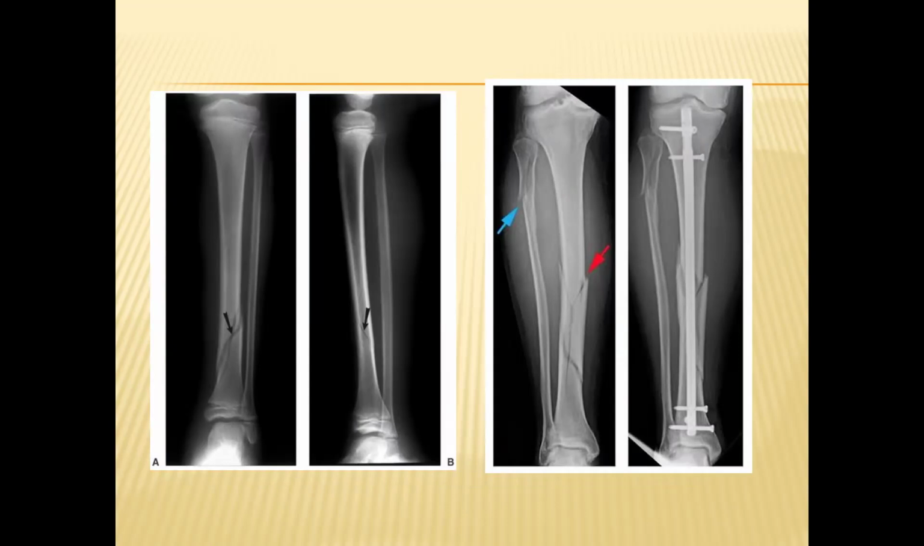So these are some pictures showing the internal fixation of the fracture shaft of the femur. Fixation can be done by plating, by screws, or by IM nailing, intramedullary nails. These are the fixation by plating or by external fixators.